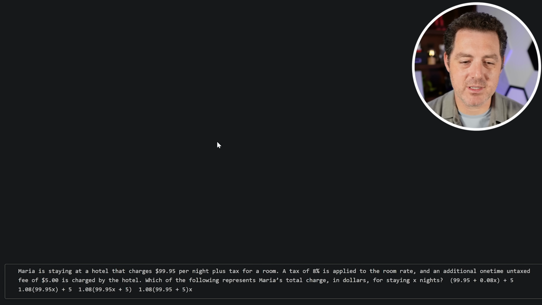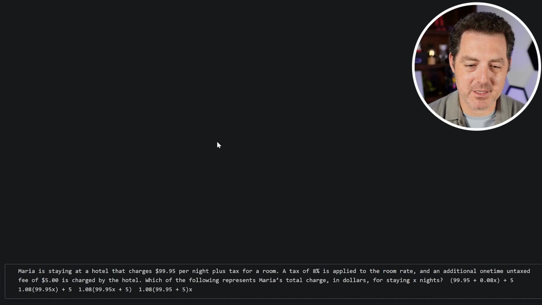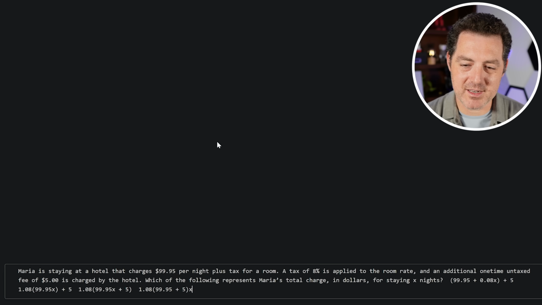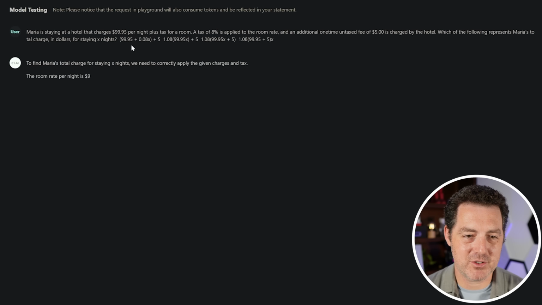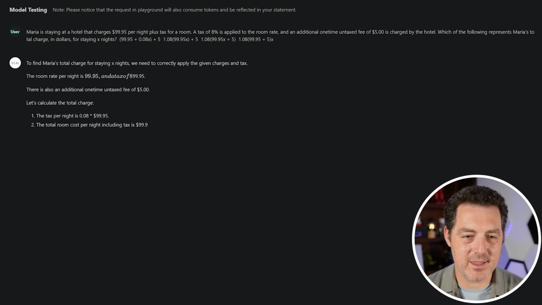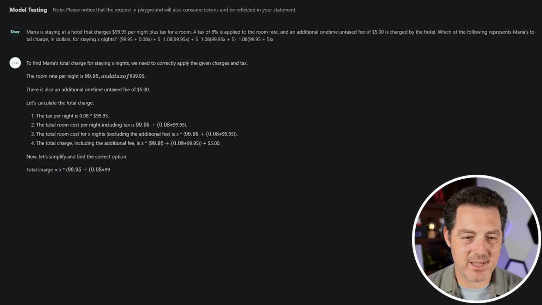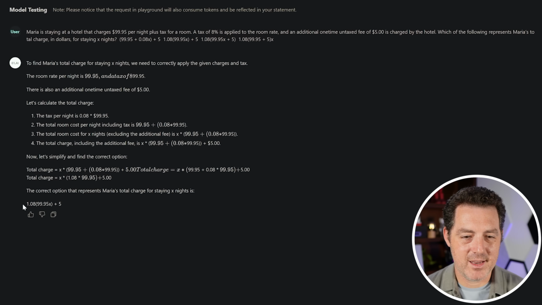Maria is staying at a hotel that charges $99.95 per night plus tax for a room. A tax of 8% is applied to the room rate and an additional one-time untaxed fee of $5 is charged by the hotel. Which of the following expressions represents her charge? Interesting. Okay, this is maybe a little mistake right here, but let's see if it gets the answer correct at the end. So total charge, and here we go. So the correct option is 1.08 times 99.95x plus 5. That's correct.